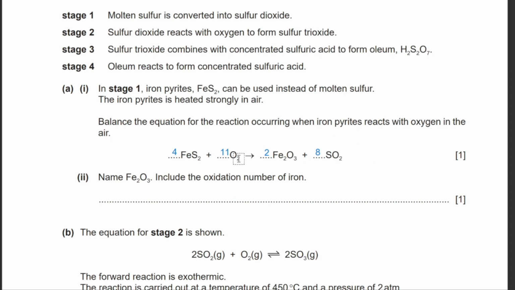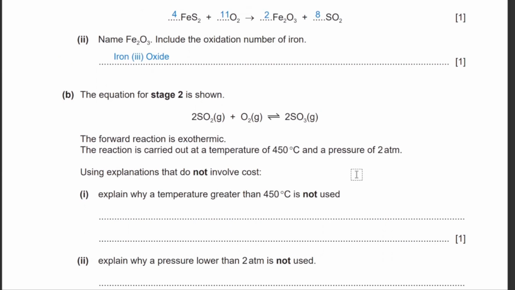Alright, let's check if that is correct. For iron, 4 iron atoms, 8 sulfur atoms, yeah, that's right, and 22 oxygen atoms. Yep, that's correct. Name Fe2O3, include the oxidation number of iron. That is iron(III) oxide.